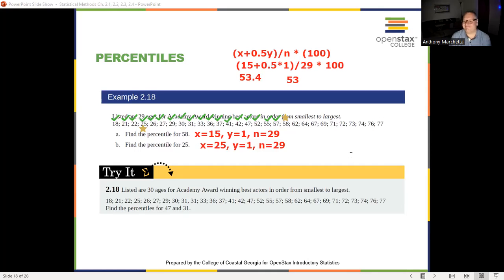All right. Okay, so that's everything you need to know about percentiles, friends. I hope that that helps. Also, there's a try it there. I strongly recommend that you try that.